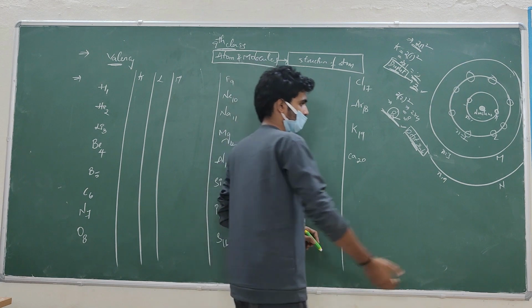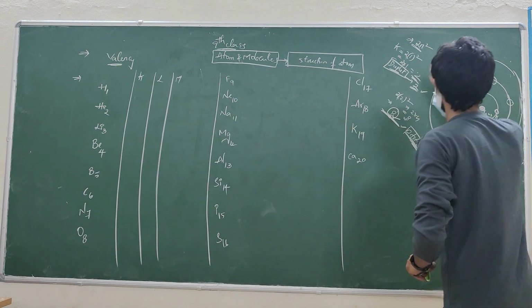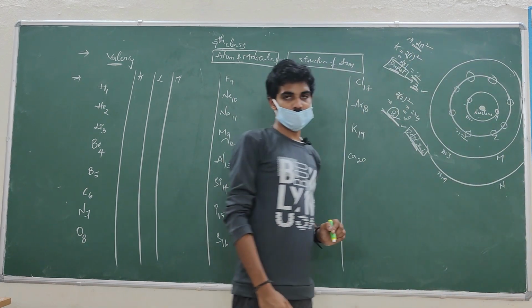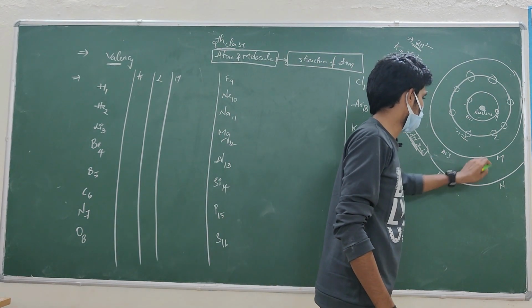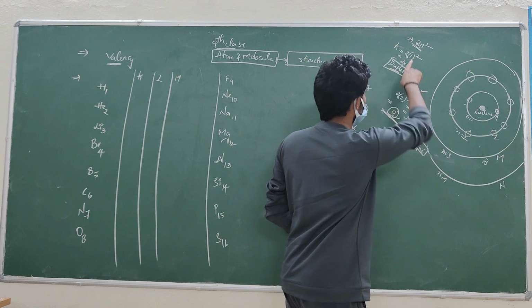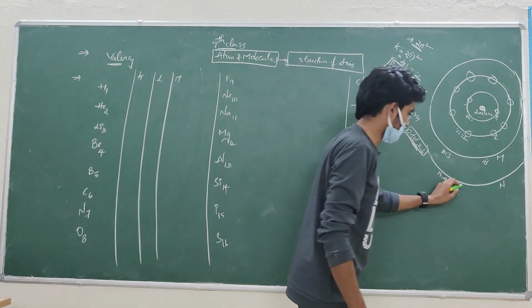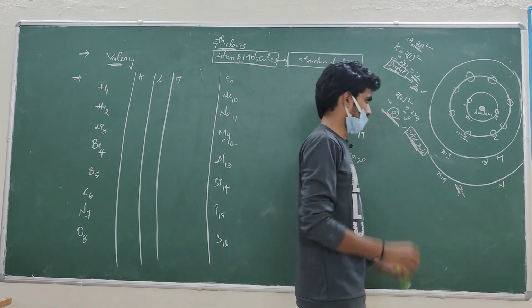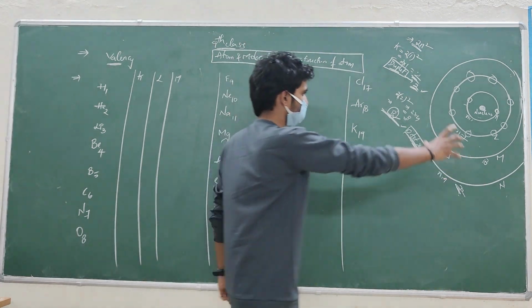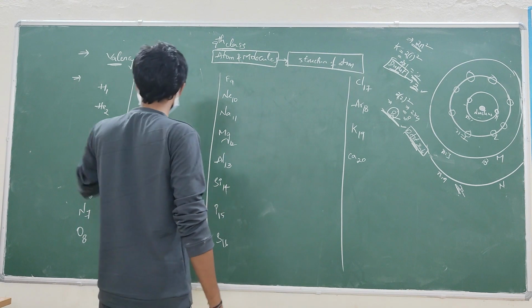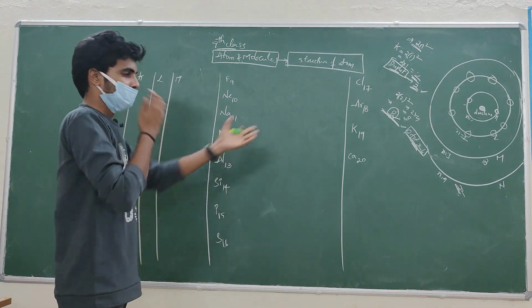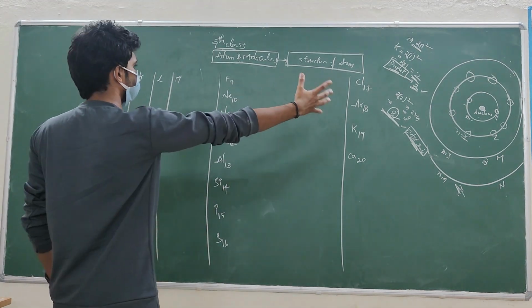If you want to consider the M shell, substitute the n value: 2 into 3 square, 3 square is 9, 9 2s are 18. So the M shell's maximum capacity is 18. For the N shell, n is 4: 4 square is 16, 16 2s are 32. 32 is the maximum capacity for the N shell, right? I think you got a clear idea how to put these things. So let's draw different structures for every atom, up to calcium. Let's draw the same structure.